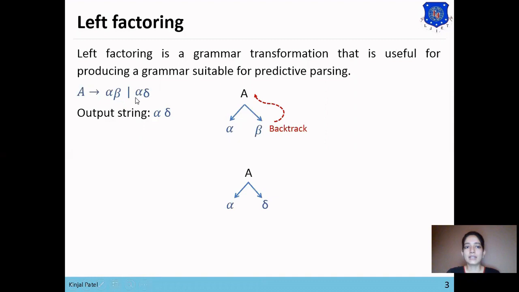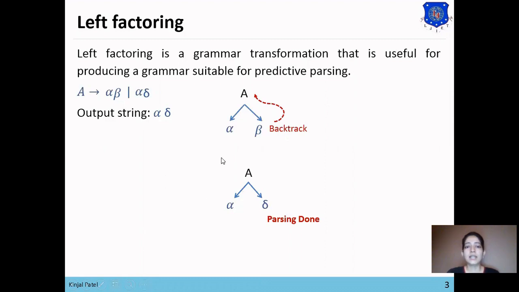So now next it will try alpha delta. Then again it compares alpha with the output string. So alpha equals alpha, match. Then delta equals delta, match. So now the parsing has been done successfully.